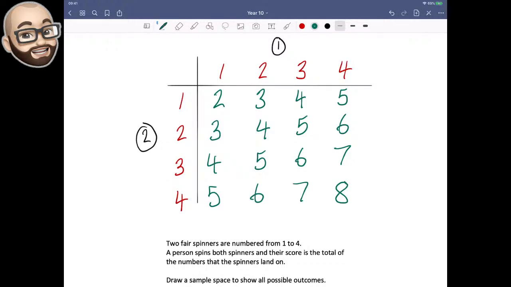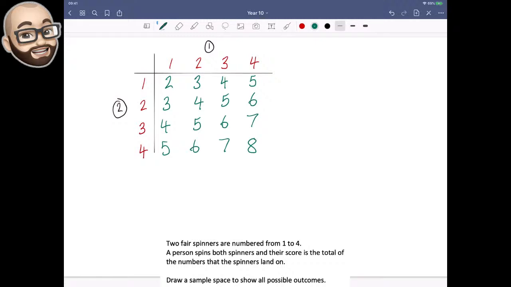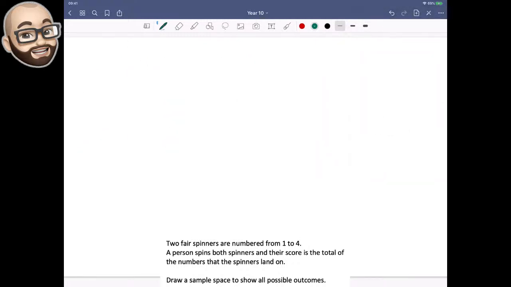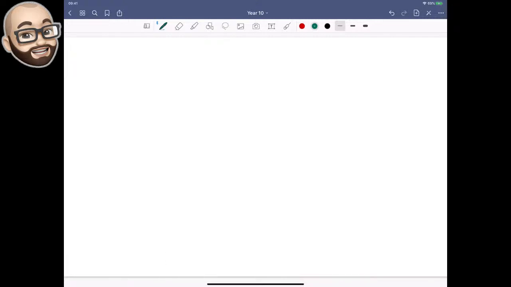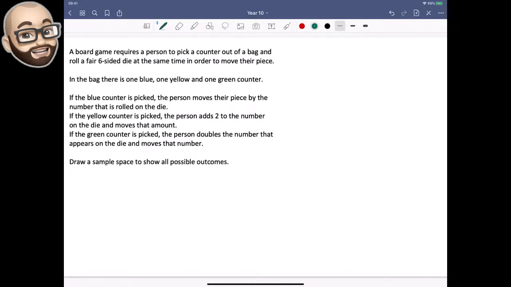The final example of, can I change the page? The final type of question that you could get might be where the 2 things are completely different. Okay, so this is quite wordy. So it's in a board game.